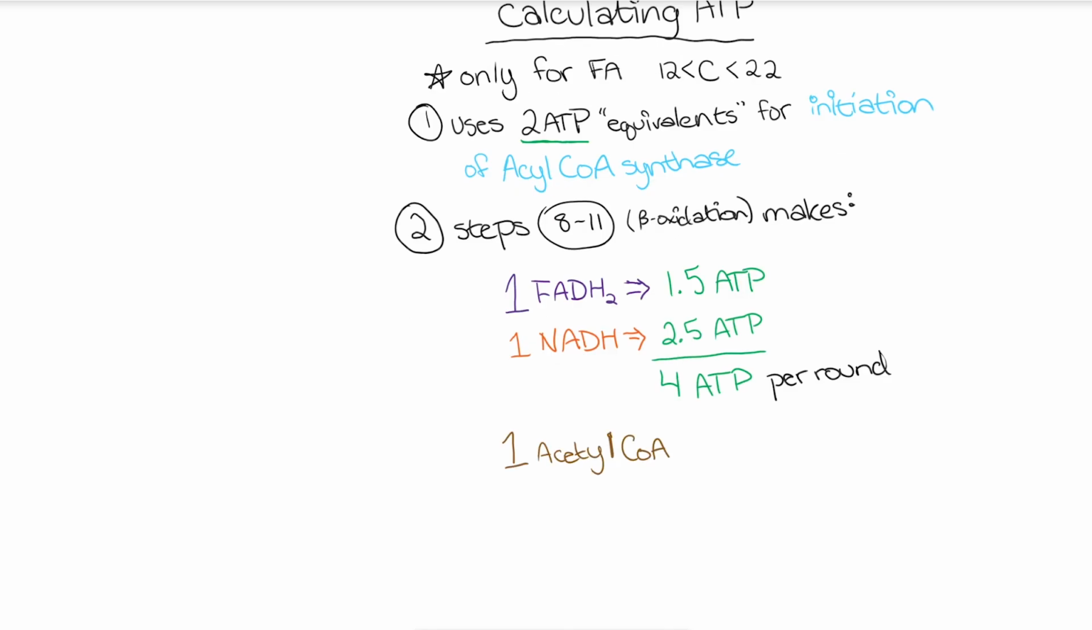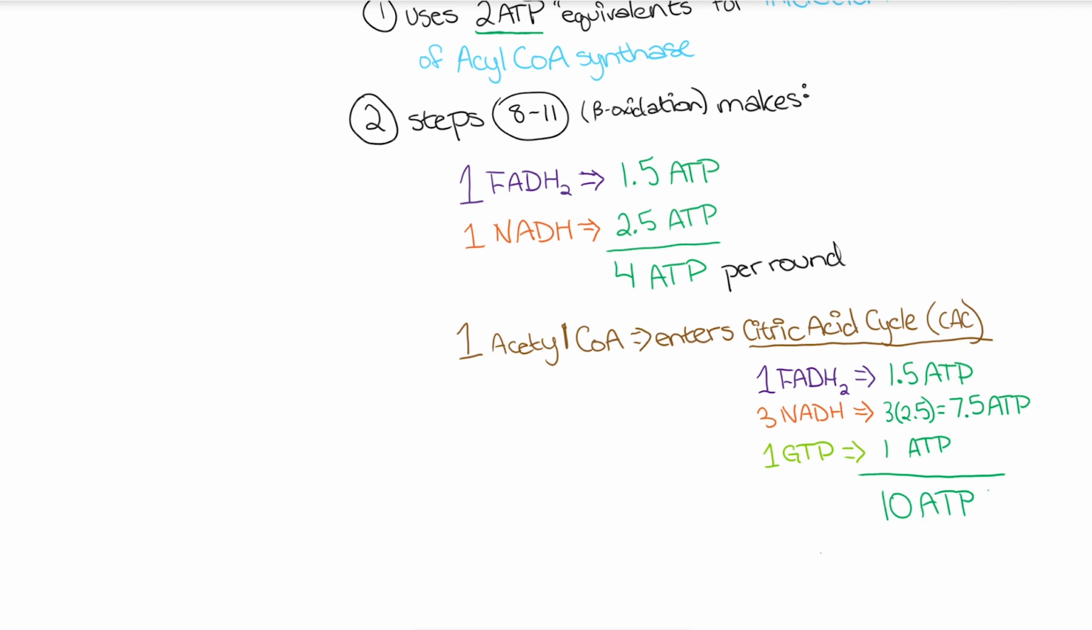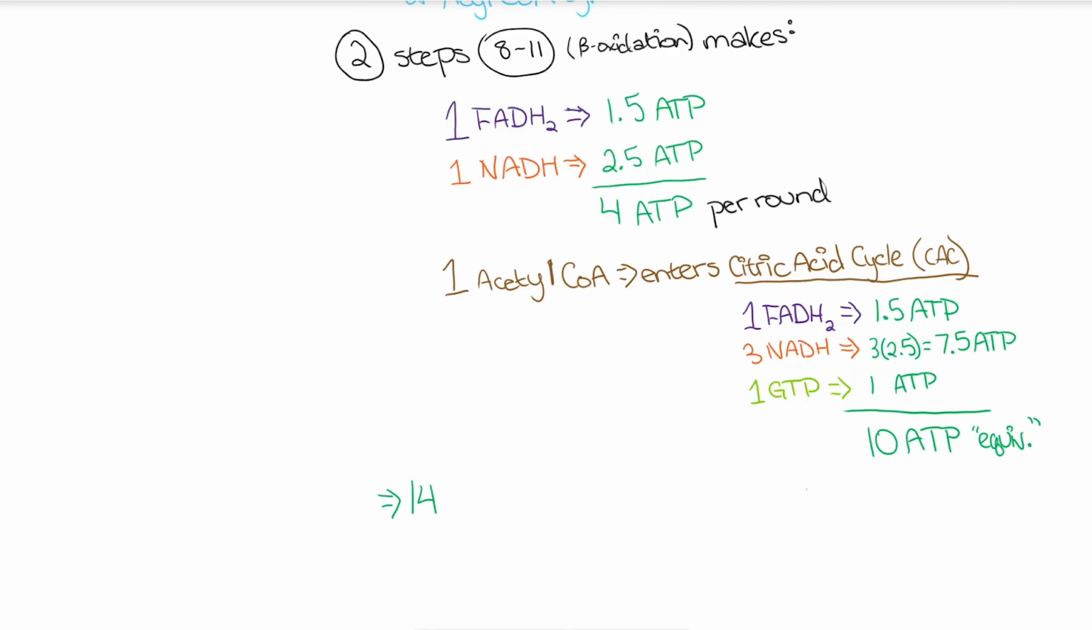Each round is also going to make 1 acetyl-CoA molecule, which goes into the citric acid cycle. And from the citric acid cycle, you're going to make another 1 FADH2 for another 1.5 ATP. You're going to make 3 NADHs for 7.5 ATP, and you're going to make 1 GTP, which is equivalent to 1 ATP. So after the citric acid cycle, you're going to make another 10 ATP equivalents. Combining the 10 and 4, each round of beta oxidation is going to make 14 ATP equivalents.